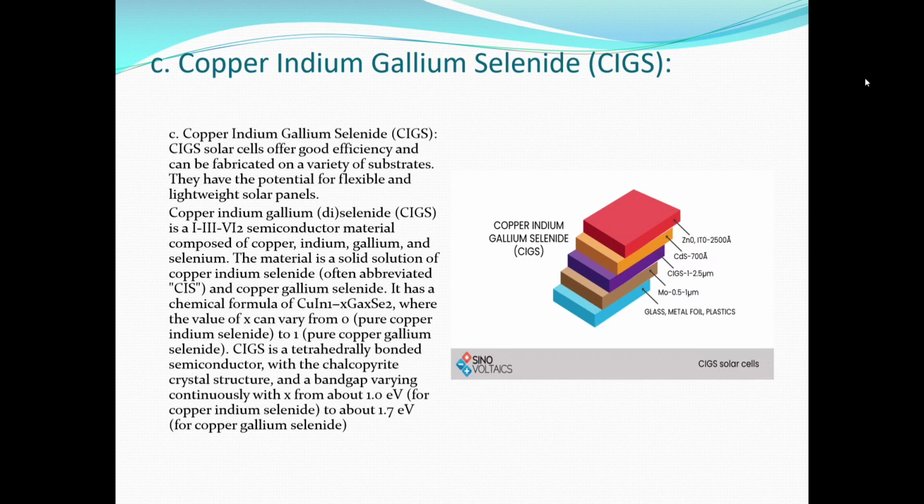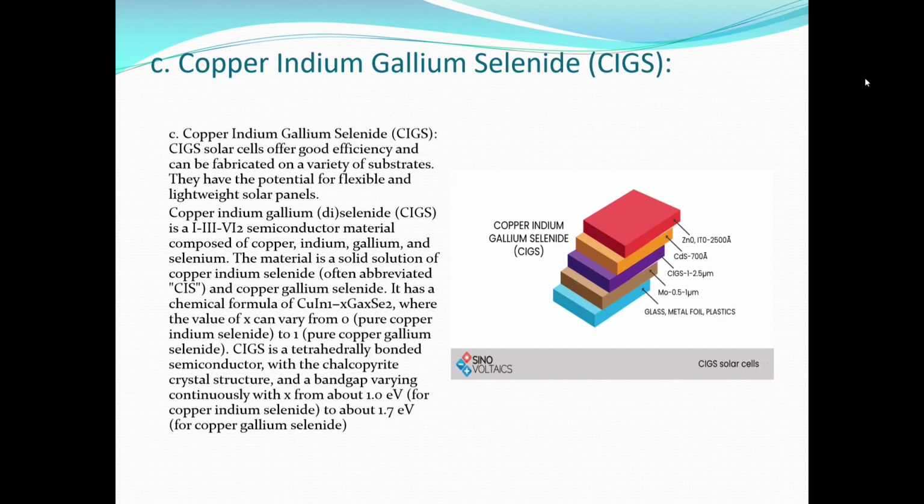Copper indium gallium selenide, that is CIGS, is a I-III-VI semiconductor material composed of copper, indium, gallium, and selenium. The material is a solid solution of copper indium selenide, often abbreviated CIS, and copper gallium selenide.